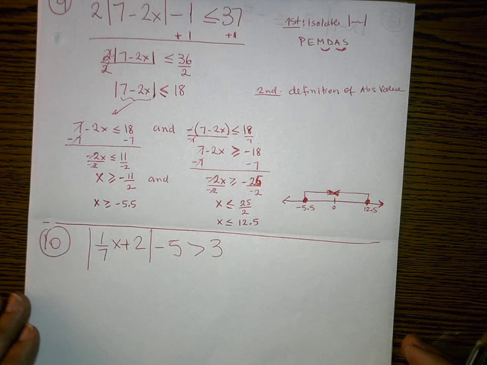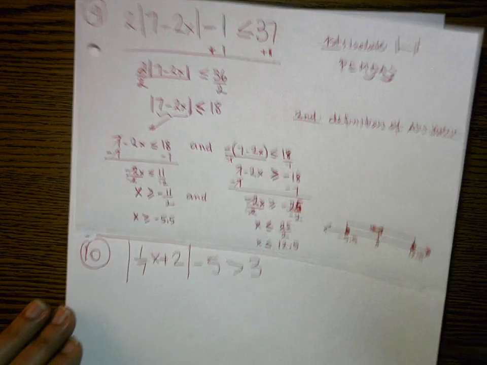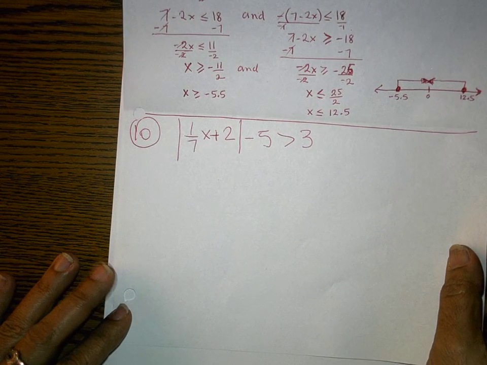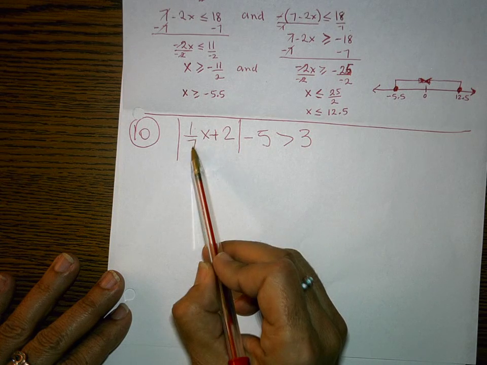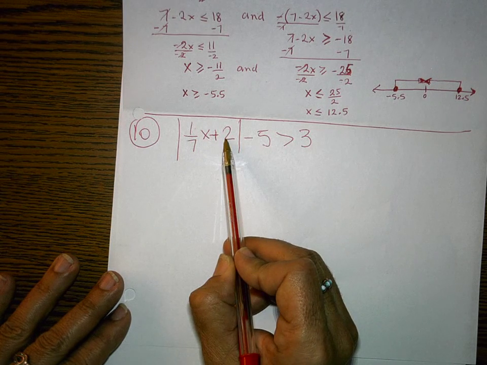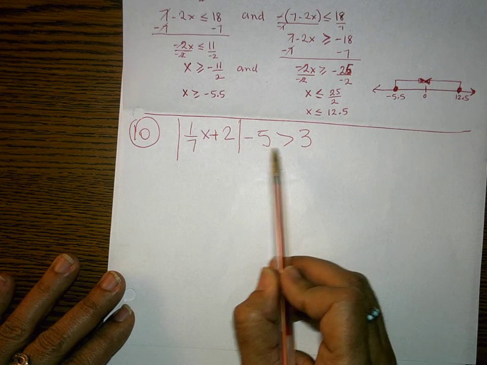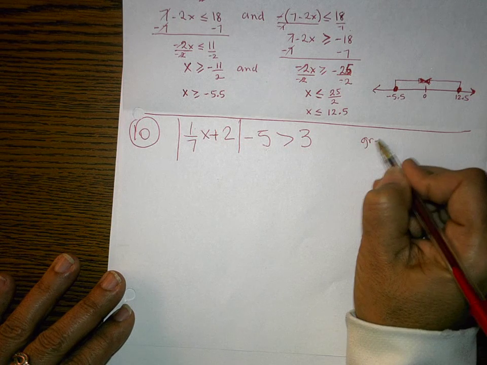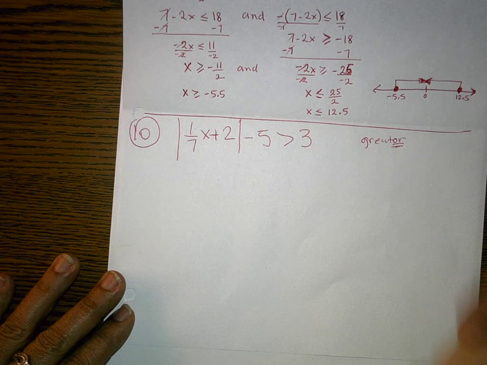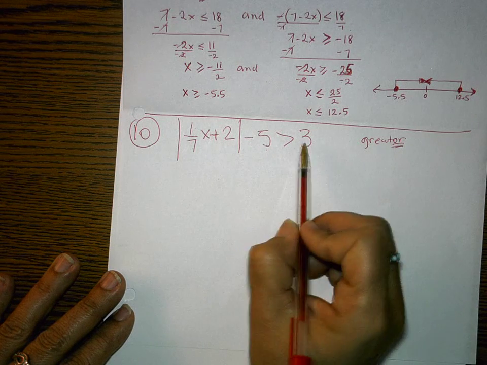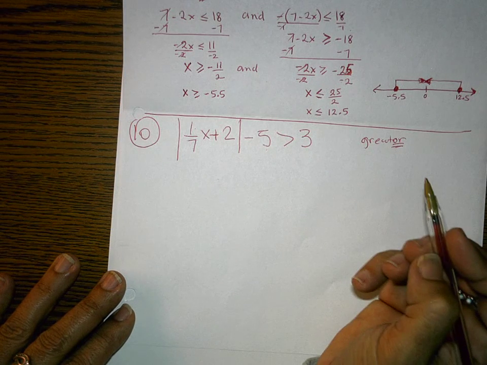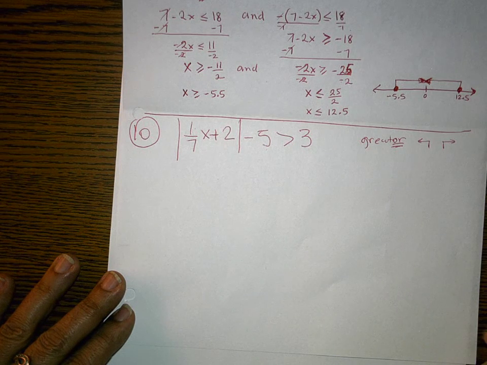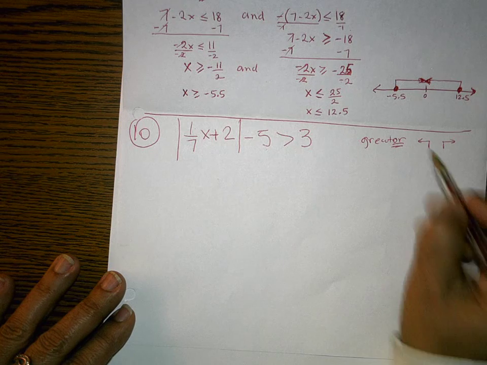Let's do another problem. Let's do number 10. Number 10 here says we have the absolute value of this quantity 1/7 x plus 2, minus 5, is greater than 3. I like to say greater so I remember it is an OR case. So for an OR case, the graph should point out this way. So I at least have an idea of what the graph will look like, all right?